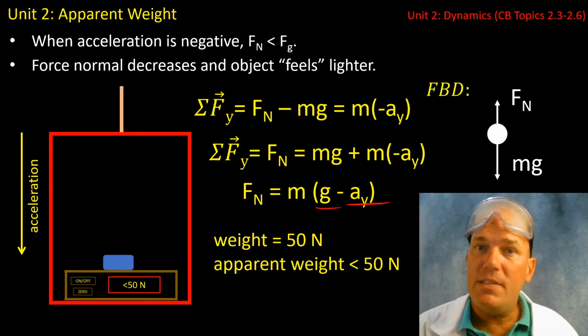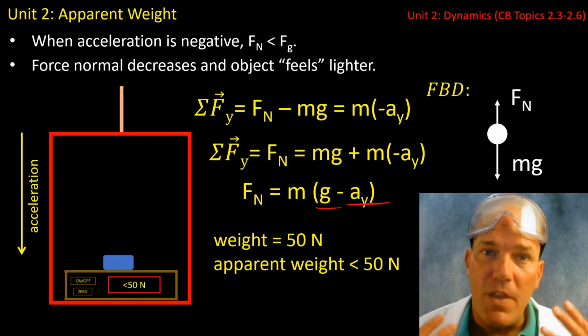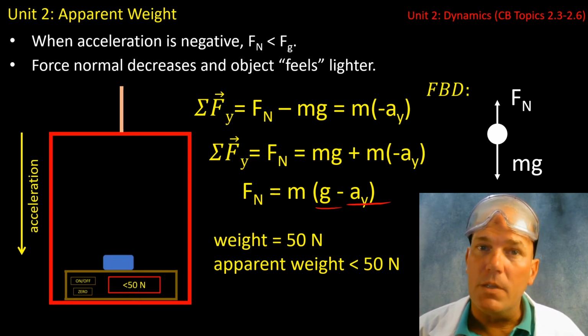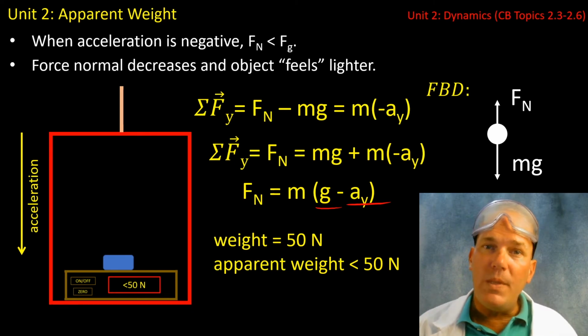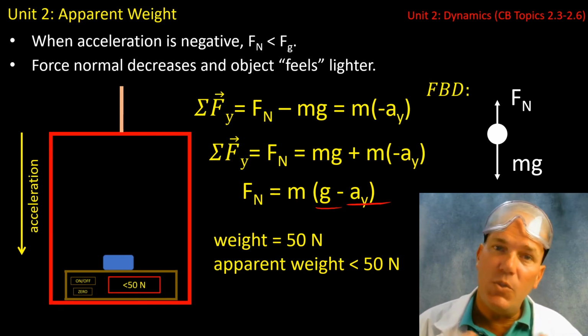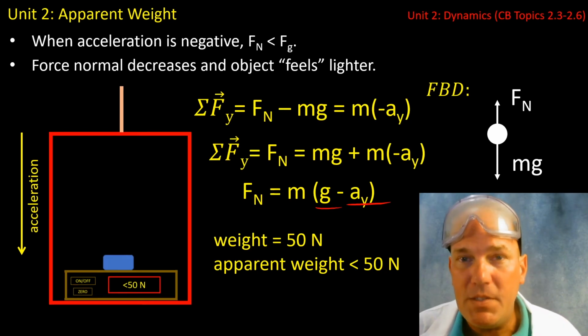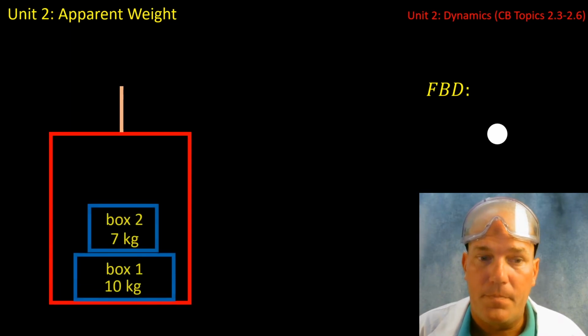So the weight is 50 newtons. The apparent weight is less than 50 newtons. If you've ever been on a roller coaster ride where you're accelerating downward, you feel lighter. When you jump out of a plane, you feel weightlessness. We know these things. It's physics. This is intuitive from our everyday life, and this applies to this scenario and the concept of apparent weight.